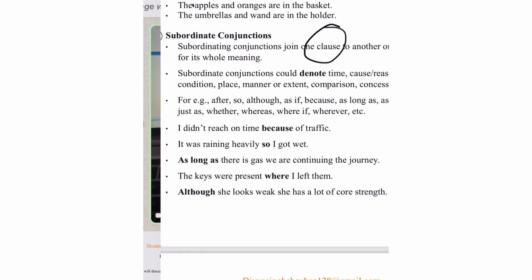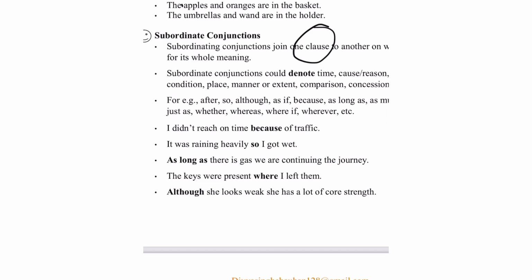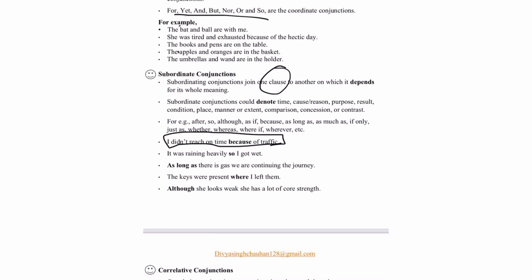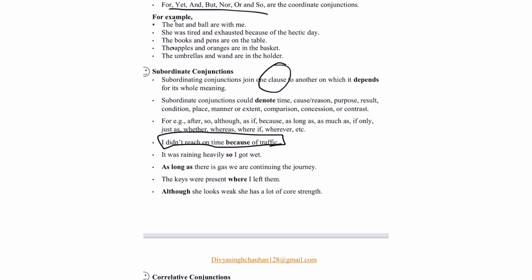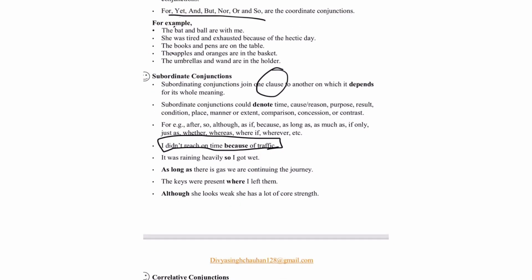See, I didn't reach on time because of traffic. Right? Let's find out what this sentence means and how it uses subordinate conjunctions. See, subordinate conjunctions could denote time, cause, reason, purpose, result, condition, place, manner or extent, comparison, concession, or contrast. So basically, when two things depend on each other, then we are using subordinate conjunctions.